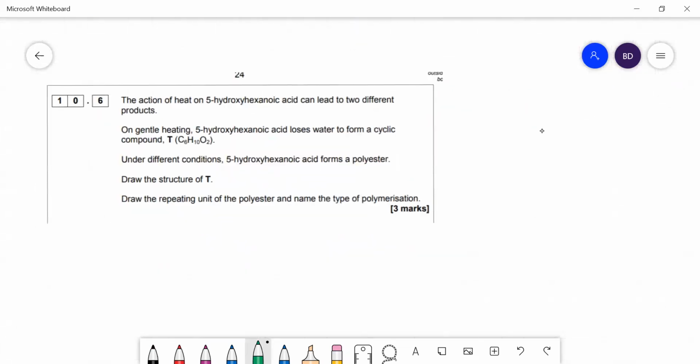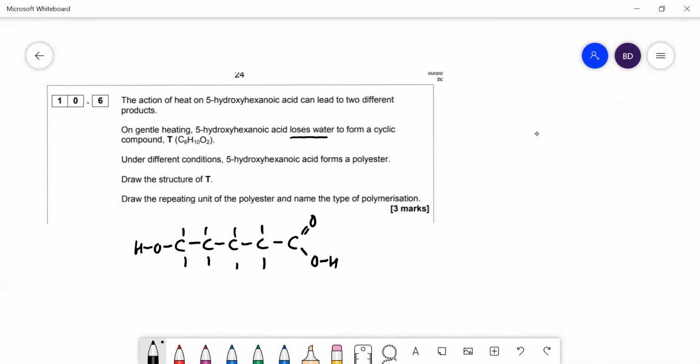10.6. Okay, the action of heat on 5-hydroxyhexanoic acid can lead to 2 different products. Right, so let's just draw 5-hydroxyhexanoic acid here. So we've got a carboxylic acid on one end, and we've got an alcohol on the other end. Right. It loses water to form a cyclic compound. Maybe you may be puzzled a bit by that. Under different conditions, this forms a polyester.